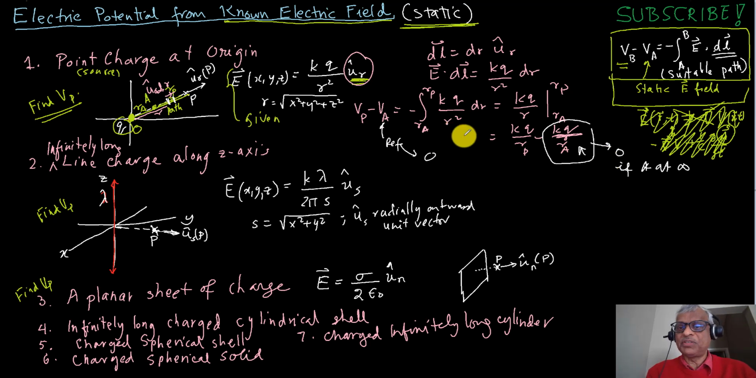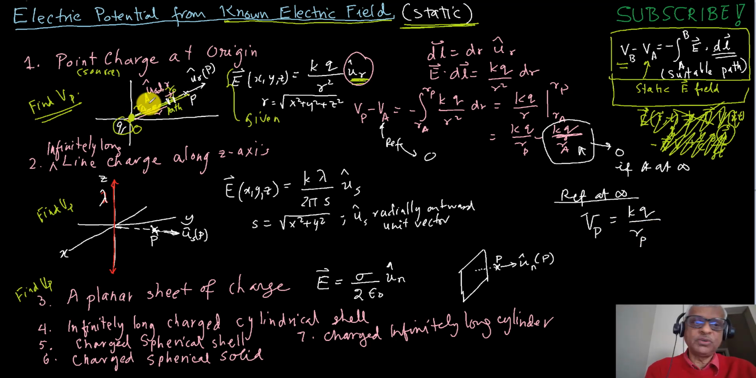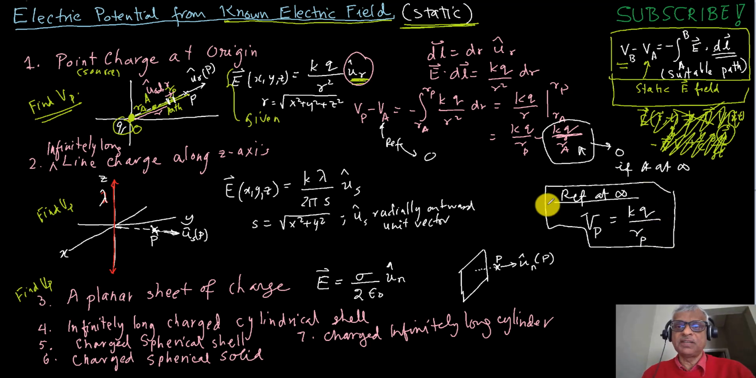So with this choice, with the reference at infinity, V at any point P will be kQ over r at P. That's the distance from the charge to that point P, with the charge being at the origin, a straight-out distance. This formula with this reference is common to memorize. There are many applications of it. If I have 2 charges or 3 charges, we just add up the potentials. So let's just look at one application of this formula.